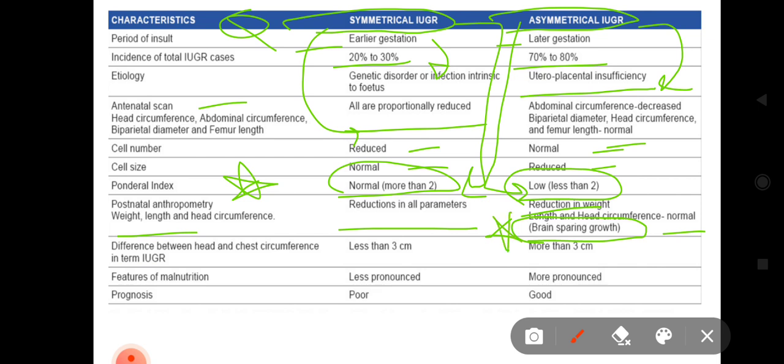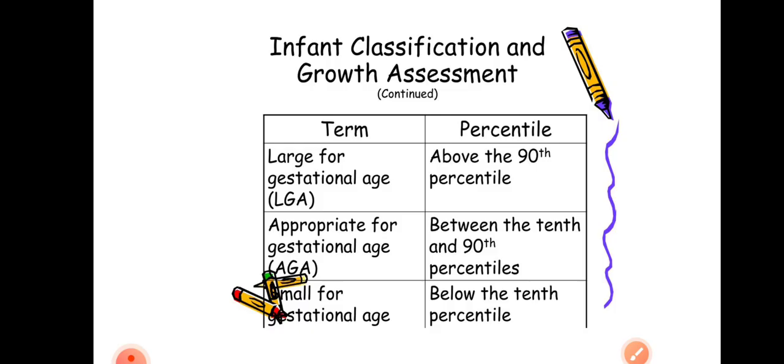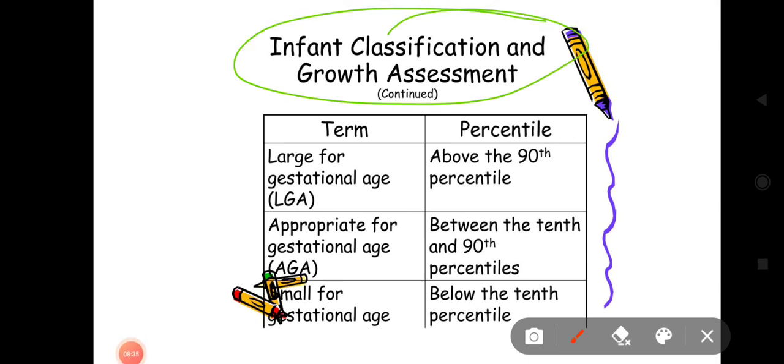Now the difference between head and chest circumference in term IUGR: less than 3 cm in symmetrical, more than 3 cm in asymmetrical. Features of malnutrition are less pronounced in symmetrical while more pronounced in asymmetrical, and prognosis is poor in symmetrical IUGR. It's good in asymmetrical because head circumference is normal and brain-sparing growth is there, so asymmetrical IUGR has a good prognosis.